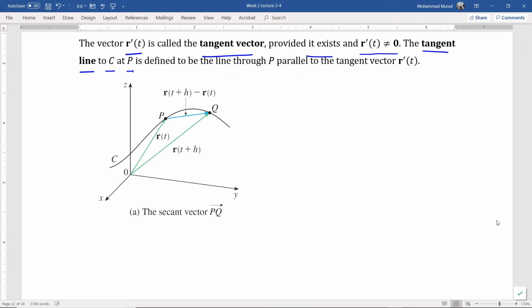Let's consider the figure. We have a curve C defined by a vector-valued function. Now we consider a point P at some moment t, whose position vector is given by this vector function r of t. And at some later moment, we consider a point Q obtained by replacing t by t plus h in the position vector. We get the position vector OQ. Then the difference vector PQ is called the secant vector.